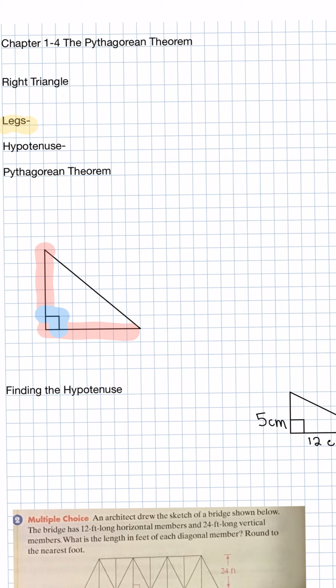Legs in a triangle, this is a leg and this is a leg. They go there where the 2 sides of the 90-degree angle meet. This is the hypotenuse. That's the side opposite the 90-degree angle, where the 2 legs connect.